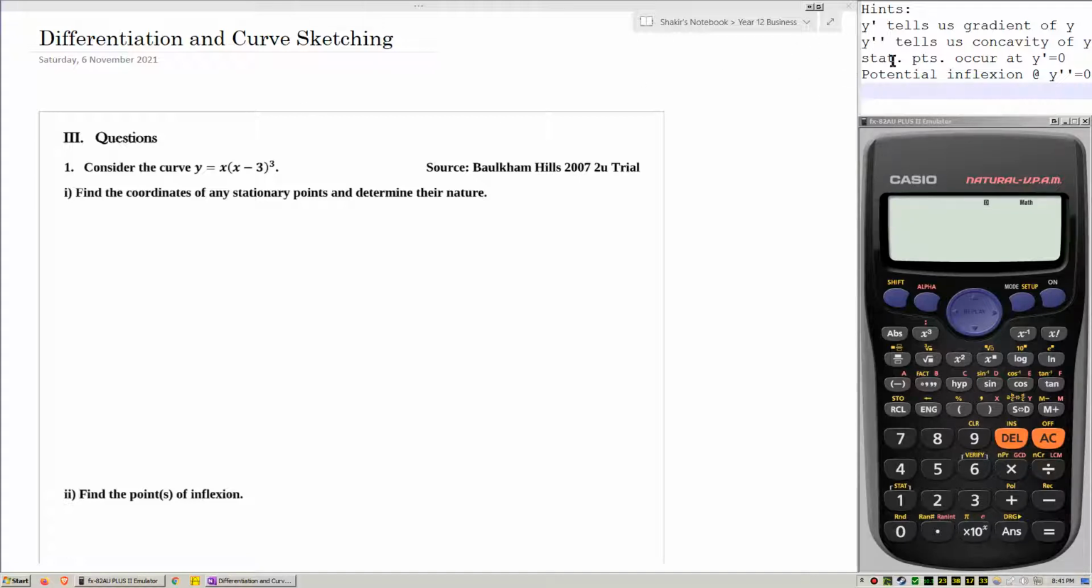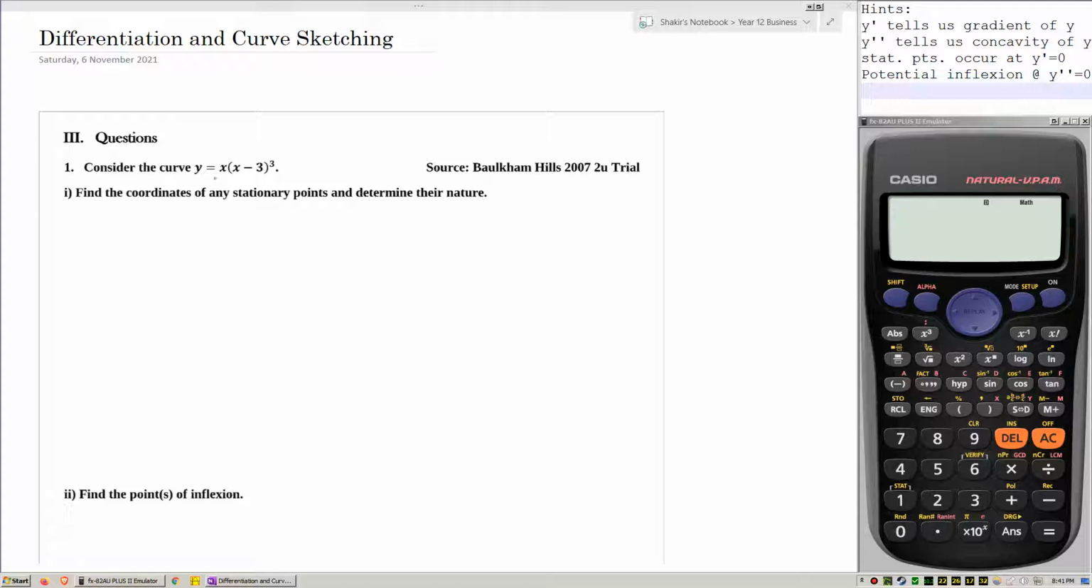And look, a 4-line summary is on the top right, as you can see over here. Y dash tells us the gradient of y. Y double dash tells us the concavity of y. Stationary points occur when y dash is 0, and there are potential points of inflection when y double dash equals 0. We're just going to be applying that. That really is a very, very quick summary of this topic so far.